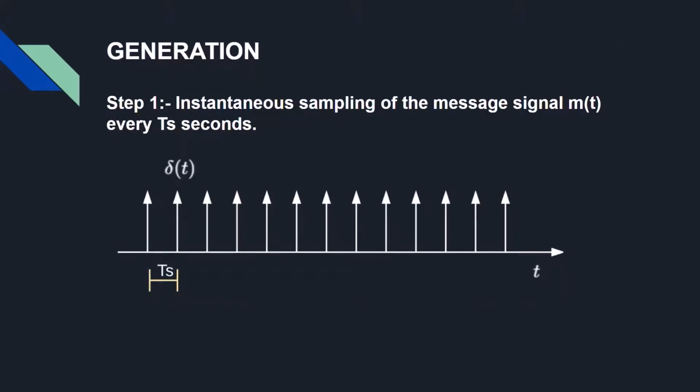Generation of a PAM signal involves two steps. In the first step, we will do instantaneous sampling of the message signal every Ts seconds. Here, the sampling rate is chosen in accordance with the sampling theorem. This is an impulse train. We will use it for ideal sampling.